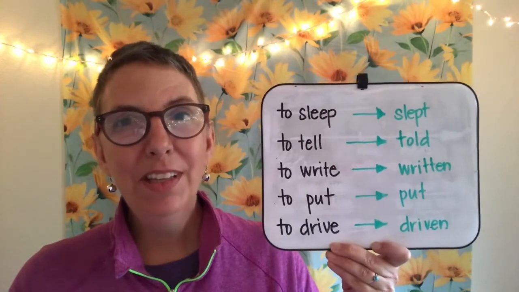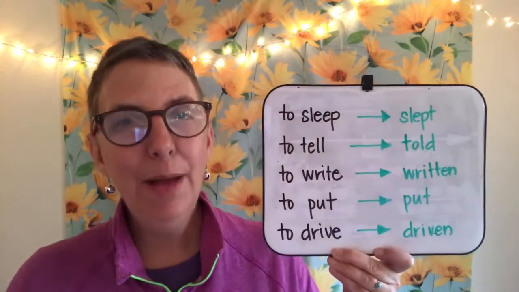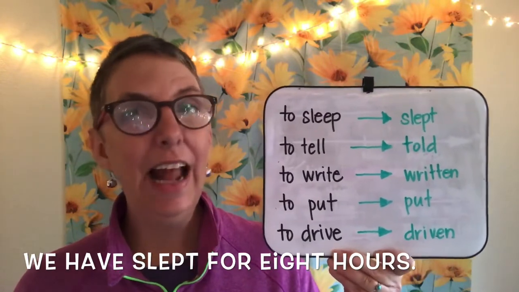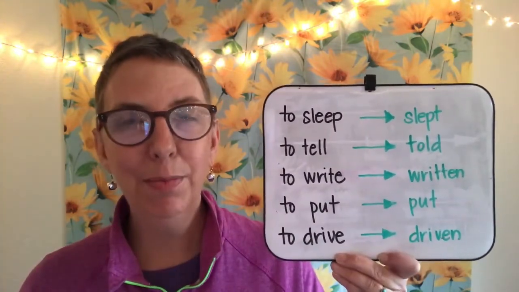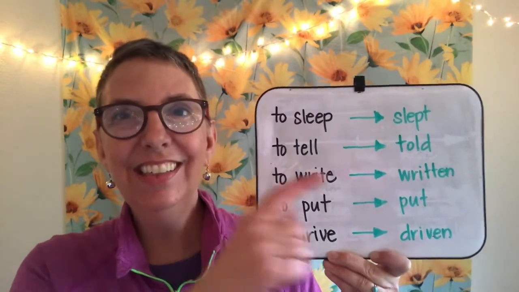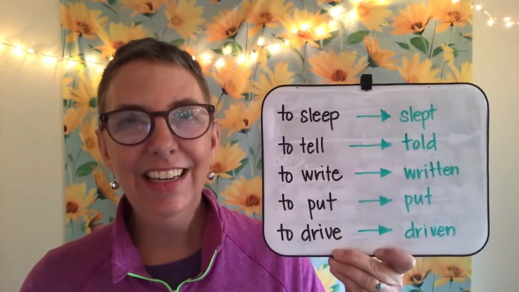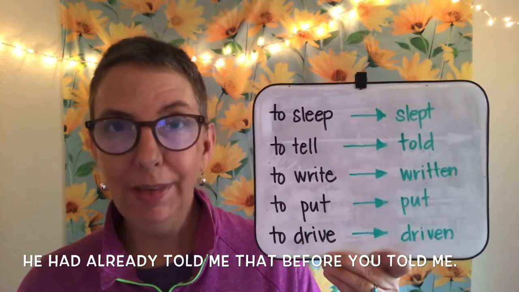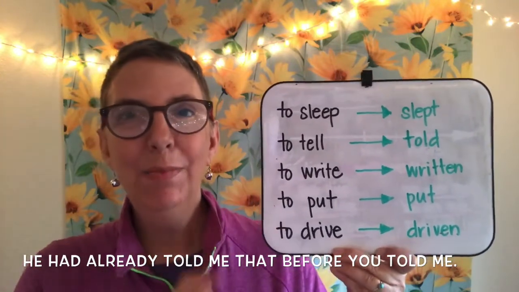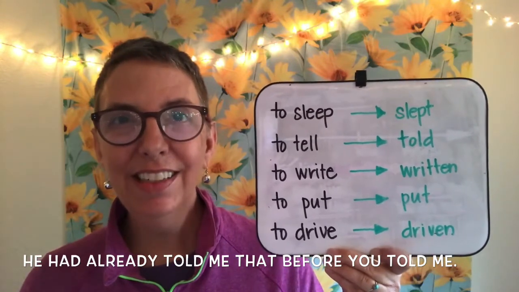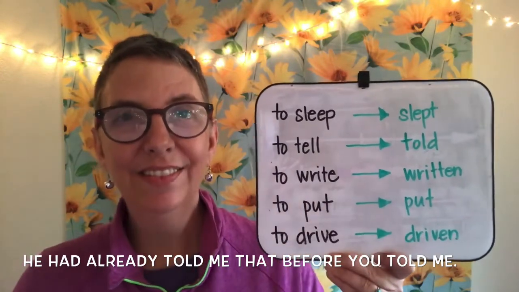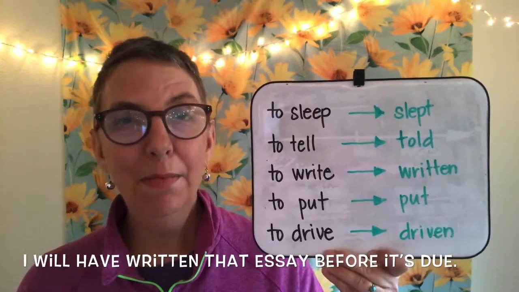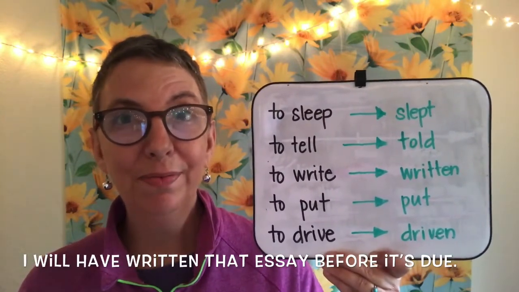The past participle of to sleep is slept, as in, we have slept for 8 hours. The past participle of to tell is told, as in, he had already told me that before you told me. The past participle of to write is written, as in, I will have written that essay before it's due.